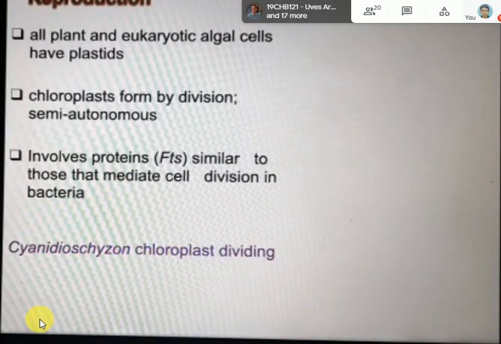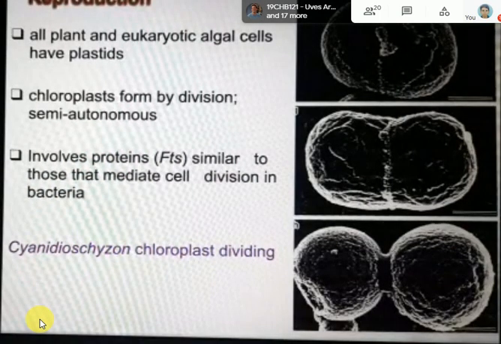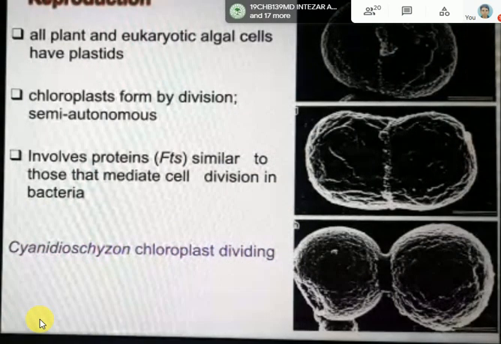Cyanidioschyzon, that is the chloroplast dividing. Here you can see how the chloroplast is dividing. It's very easy to understand.